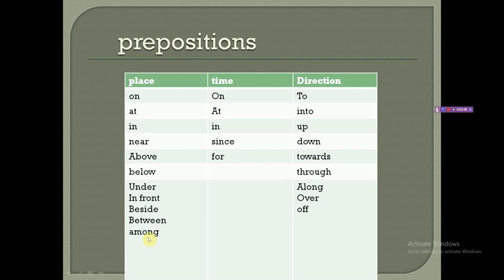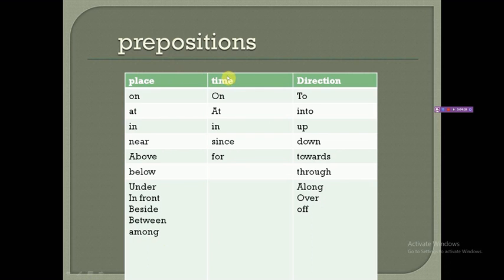Among. The teacher is sitting among boys. Among here denotes surrounded by. The teacher is surrounded by boys. So the teacher is sitting among boys. They distributed money among themselves.